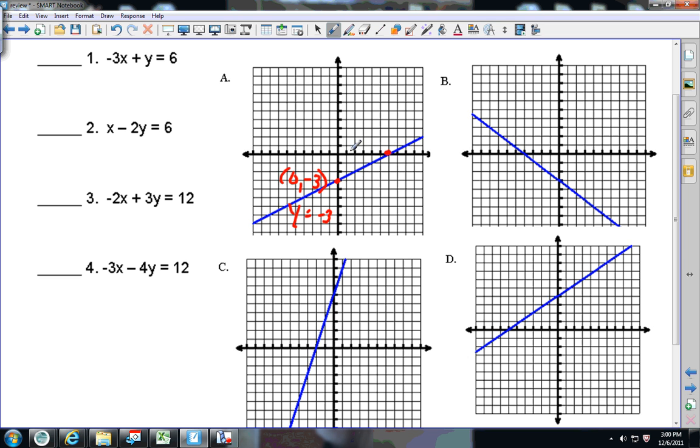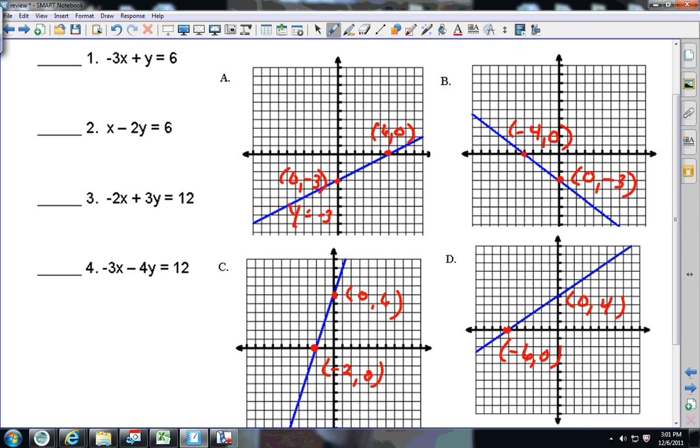And my x, 1, 2, 3, 4, 5, 6. I've got 6, 0. This one, 1, 2, 3, 4. Negative 4, 0. 1, 2, 3. 0, negative 3. 1, 2, 3, 4, that's 0, 4. This one, 1, 2, 3, 4, 5, 6. Negative 6, 0. Negative 2, 0. 1, 2, 3, 4, 5, 6. And this is 0, 6.